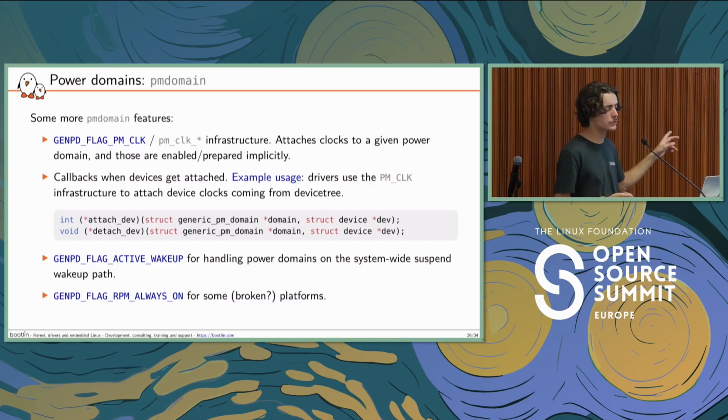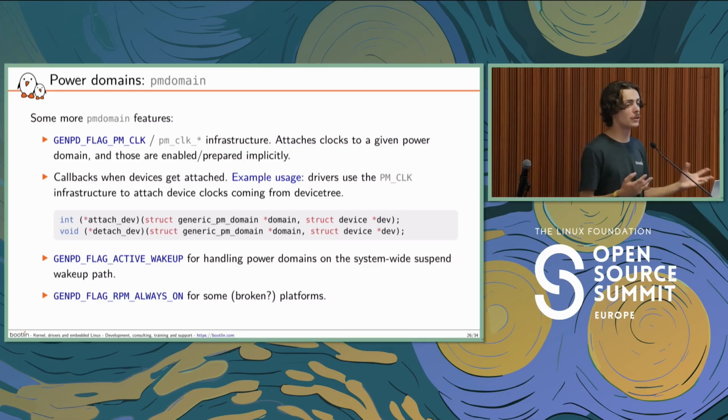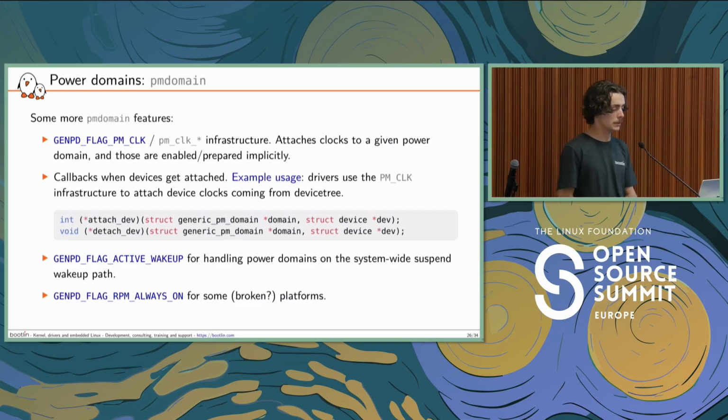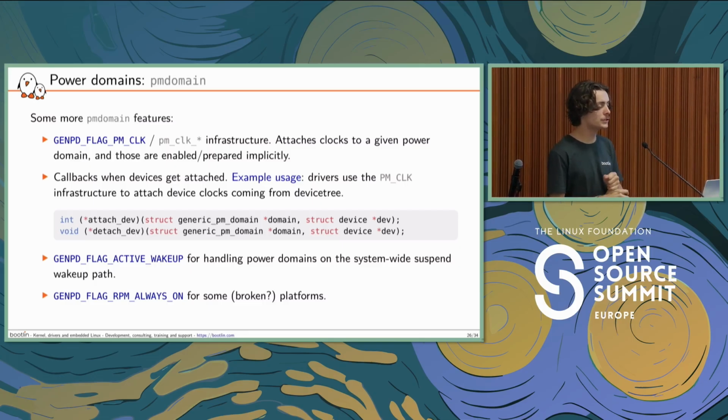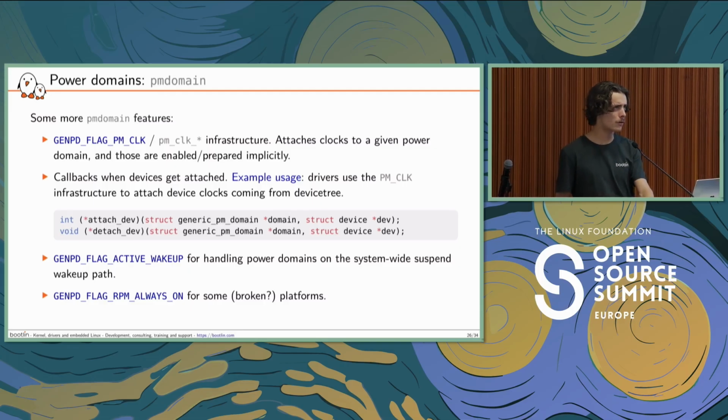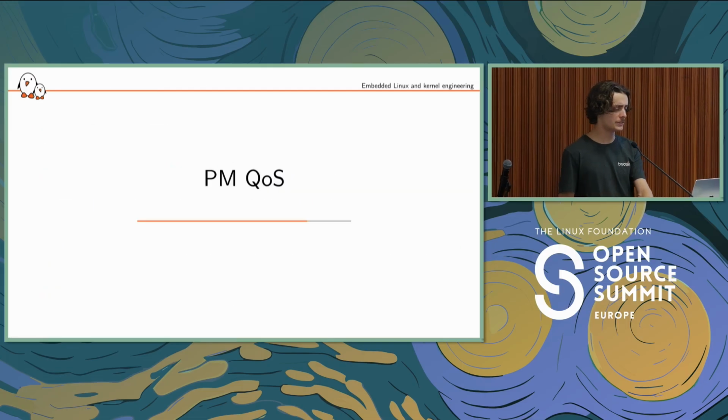There's active wake up, for when you have something that is needed for wake up from a system-wide suspend, but that is inside a PM domain. You don't want to shut off the PM domain before going to suspend, because otherwise you will never wake up, which isn't great. And then you have RPM always on, to make sure that your PM domain is always turned on. I think it is only for broken use cases. We have used it in one broken use case where nothing was consuming the PM domain that we actually wanted to activate. It might be useful for console logging as well in some edge cases.